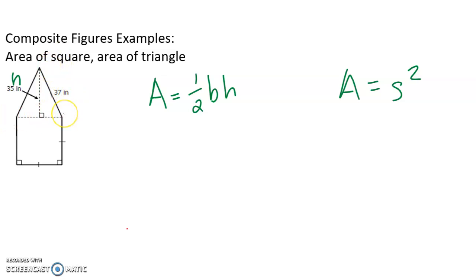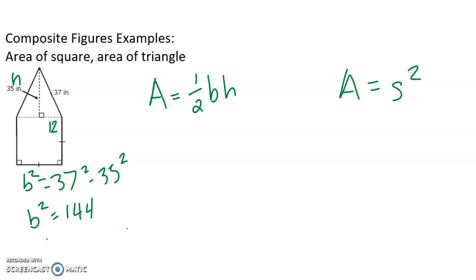This side is not the base. As shown in the other video, base and height are always perpendicular to each other. So I know I need this side over here. Luckily, I see a right triangle and I can use the Pythagorean theorem. So over here, the base squared is going to be 37 squared minus 35 squared. If I calculate that out, I'm going to get 144. So I know that this piece right here is actually 12, if I take the square root of 144.